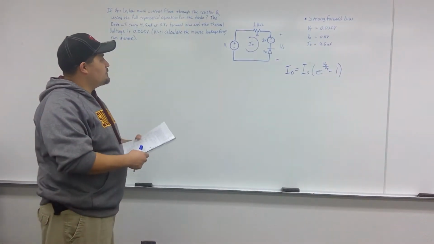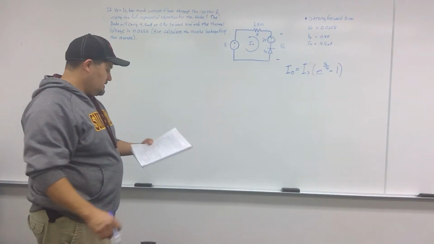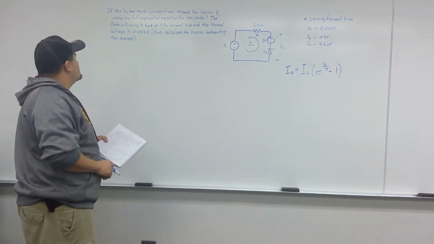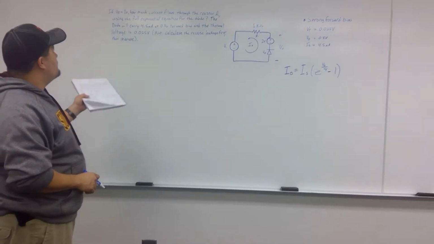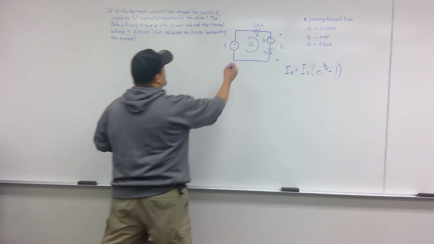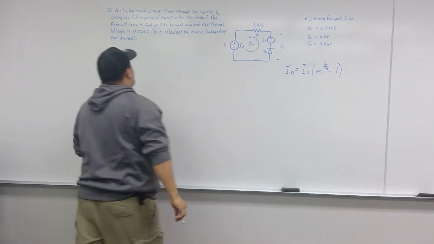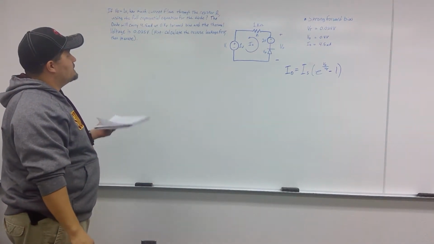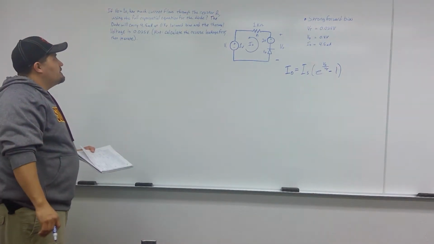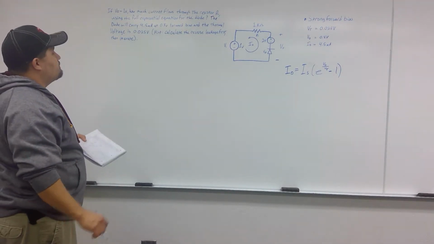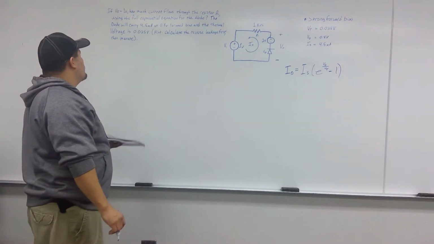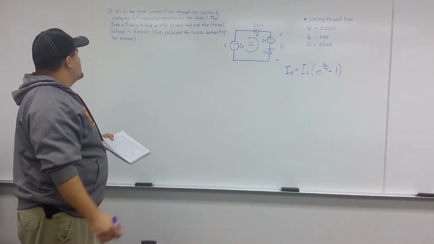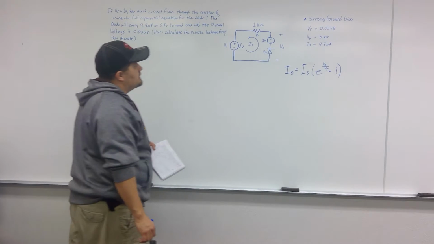Hi guys, this is review for midterm of 334. In this question, we're going to work with diodes. The question tells us that if V1 is equal to 1 volt, how much current flows through the resistor R1 using the full exponential equation for the diode. The diode will carry 4.5 milliamps at 0.8 volts forward bias, and the thermal voltage is 25 millivolts. It gives us a hint, tells us to calculate the reverse leakage first, but then we iterate.